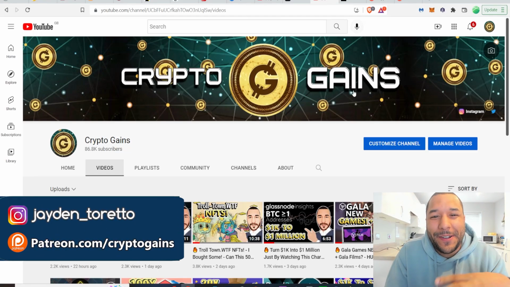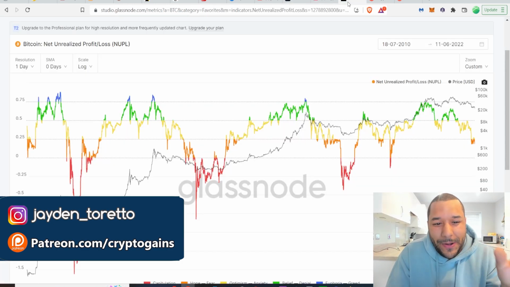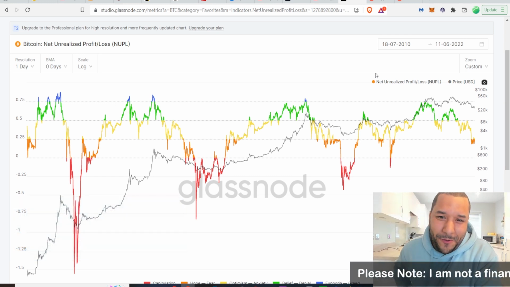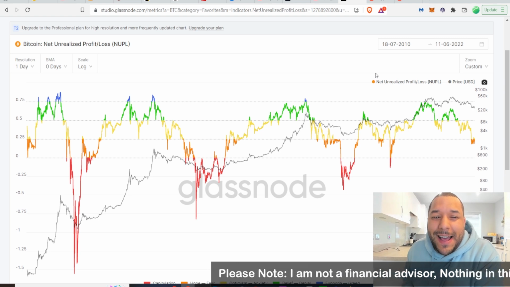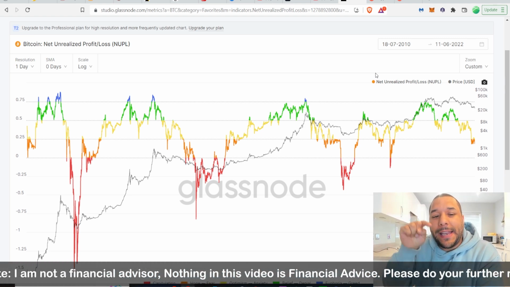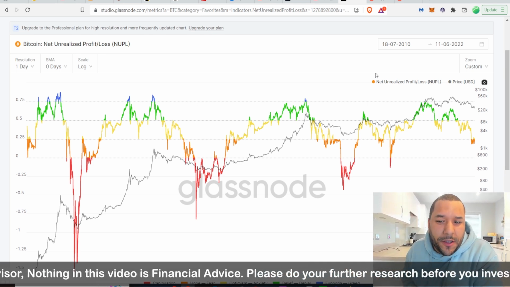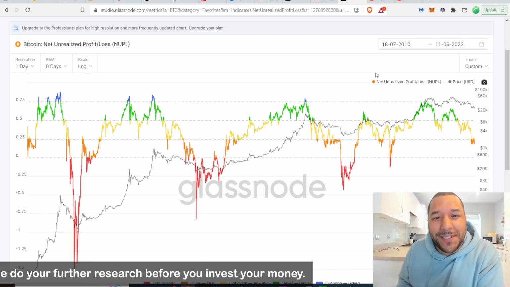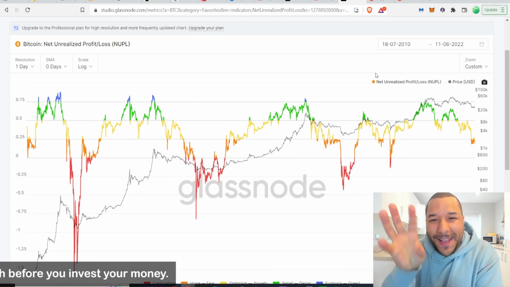Guys, take a look at this. We're going to be taking a look at some more Glassnode on-chain analysis. And this chart is extremely powerful. Why? Because it's talking about unrealized profit and loss. Net unrealized profit and loss, NUPL. Now, when you look at this chart, you're thinking, oh God, what is it? What does it do? Why is it doing this? And guys, this chart is so damn powerful that you're going to want to keep your eye on this.